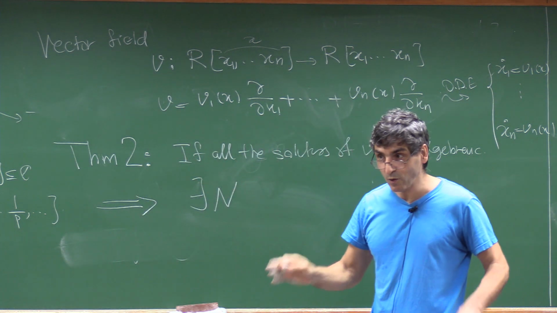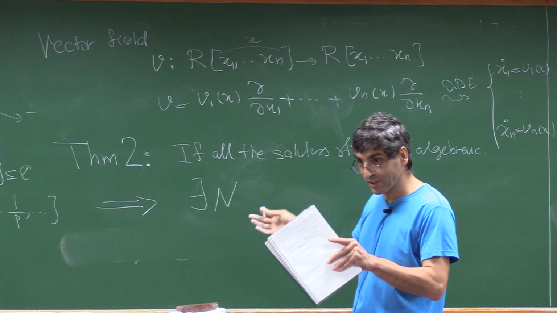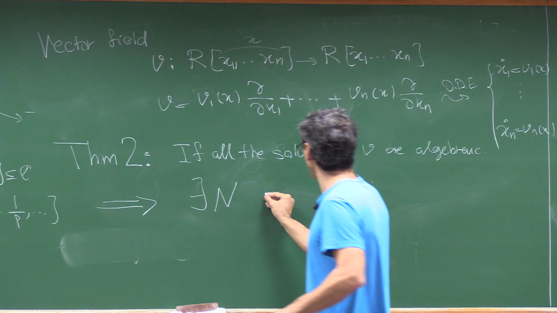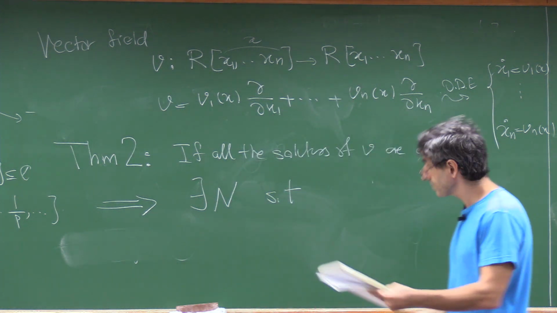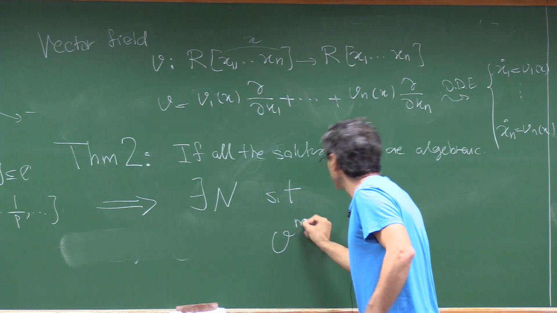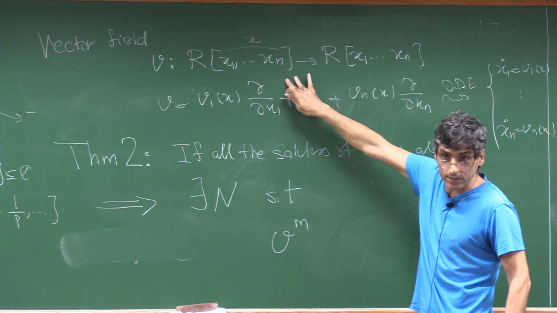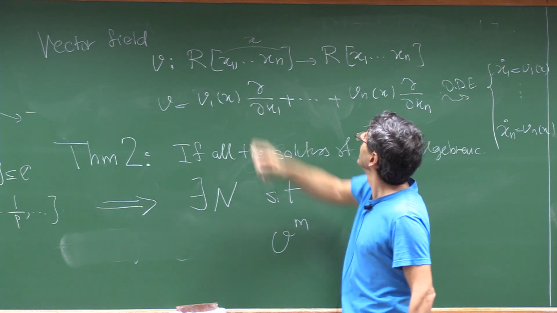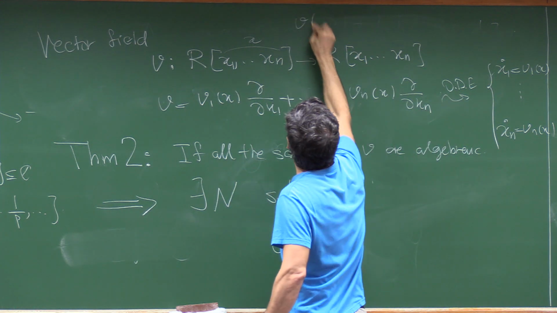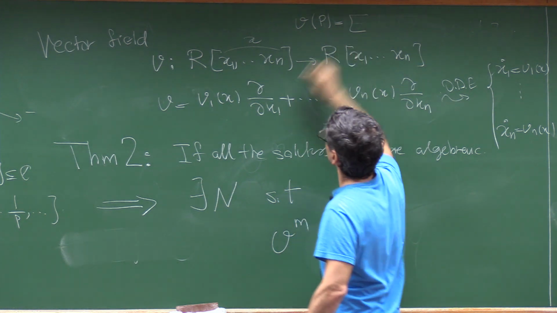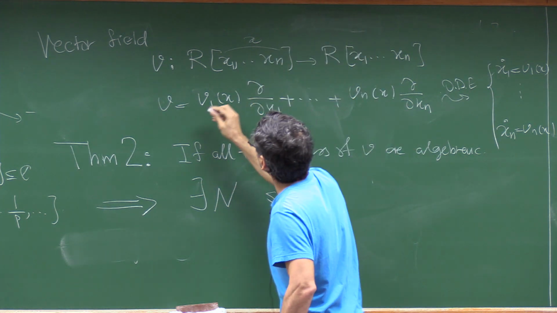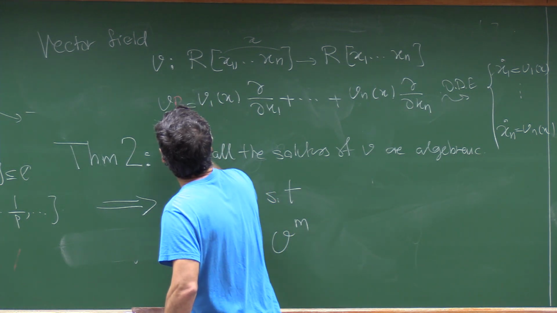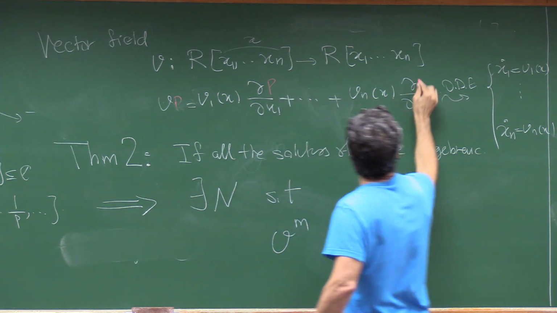This capital N always controls a finite number of primes which do not enter into the game, such that V to the m. So again, you iterate this vector field. So let me say, V of polynomial is just this one.